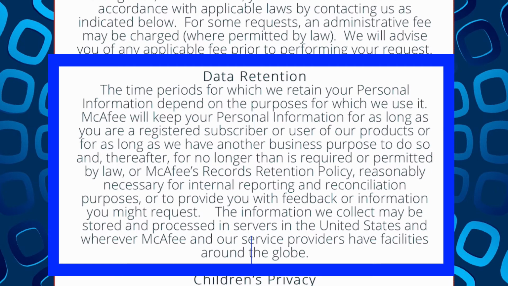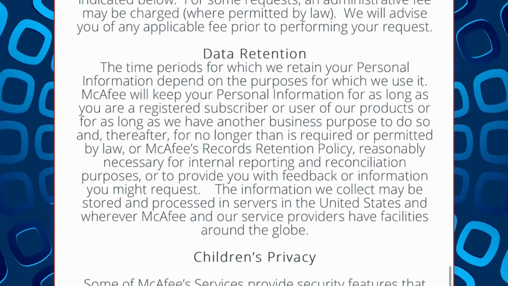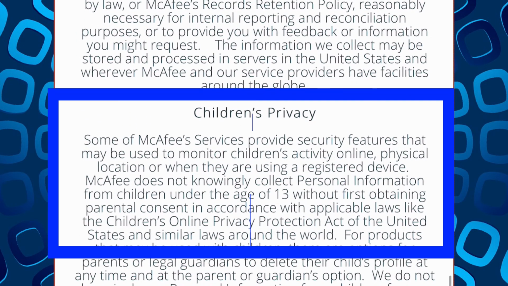which basically says it depends on the purposes. As long as you're subscribed or they have a business purpose, and it is no longer required or permitted by law. Information we collect may be stored and processed in servers in the United States and wherever McAfee and our service providers have facilities around the globe. They talk about children's privacy.